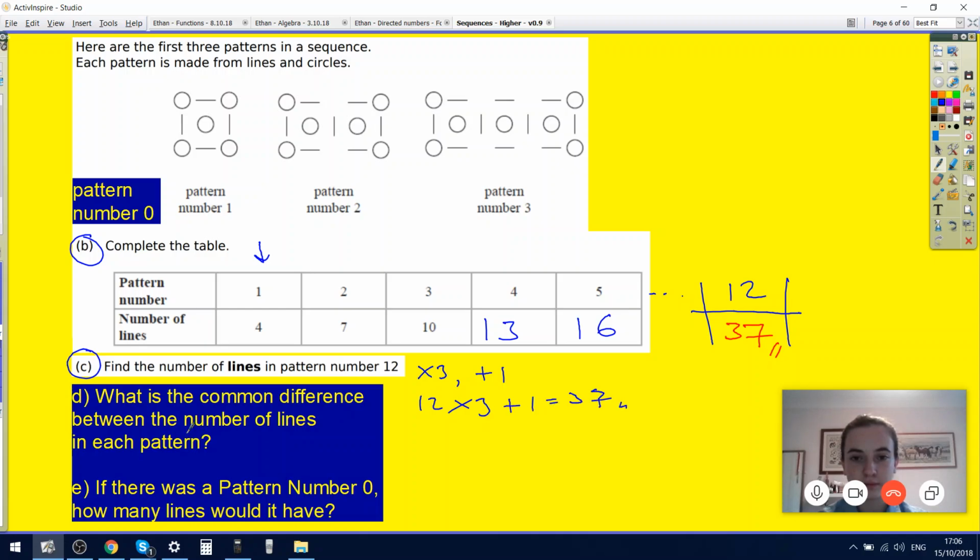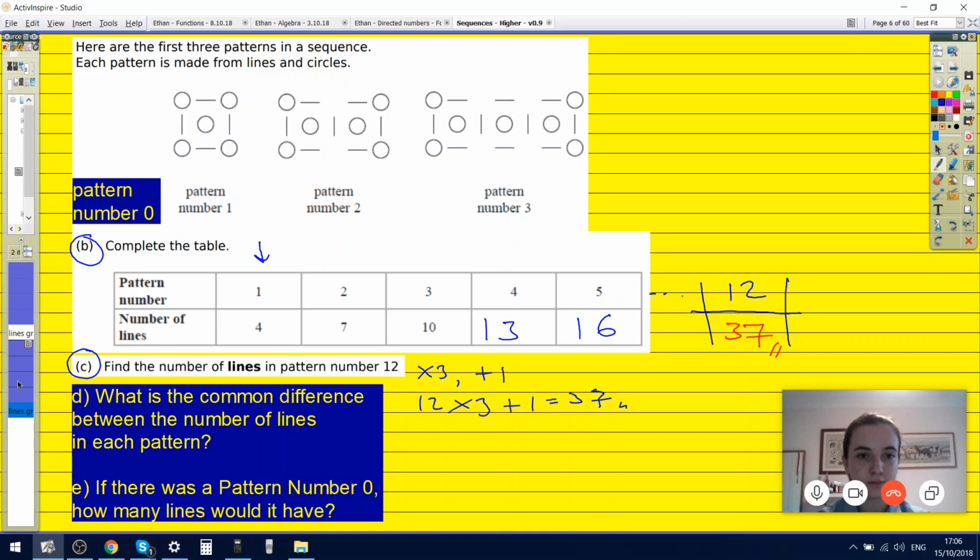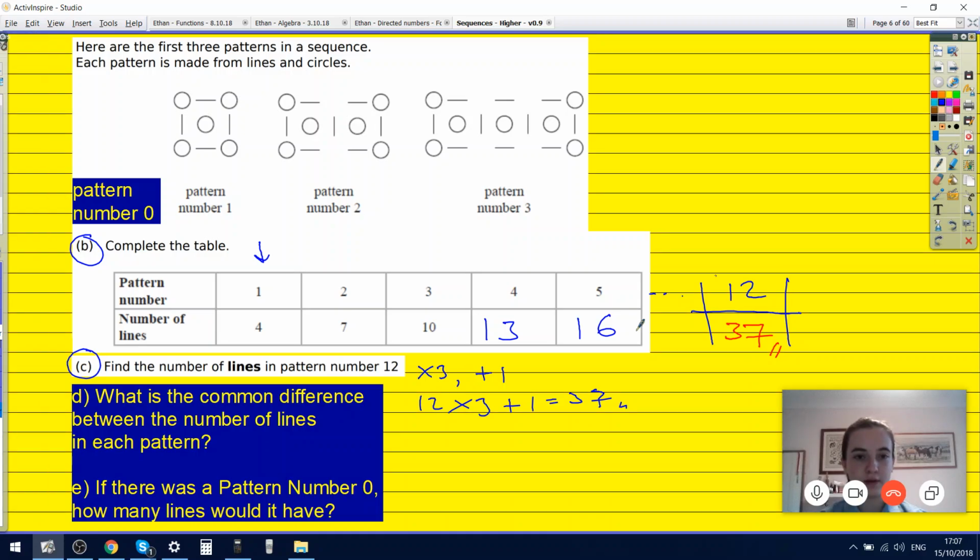Okay, so I just added in my own little extension questions here. Part D, what is the common difference between the number of lines in each pattern? Plus 3. Yeah. If there was a pattern number 0, how many lines would it have? And you can use the table or you can use the picture. 1. Yeah, 1. So going this way, it's minus 3, going down.